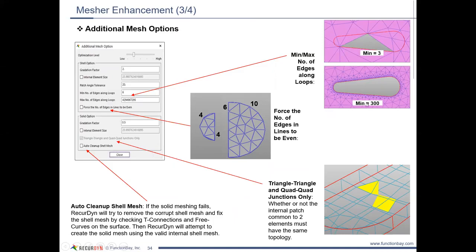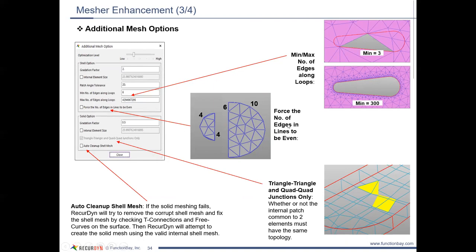But if we set the minimum number of edges to be 300, then we're getting a full set of elements around that loop. So it's a matter of controlling the accuracy there when you have loops in the geometry.